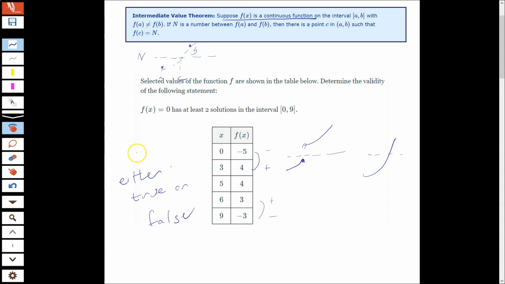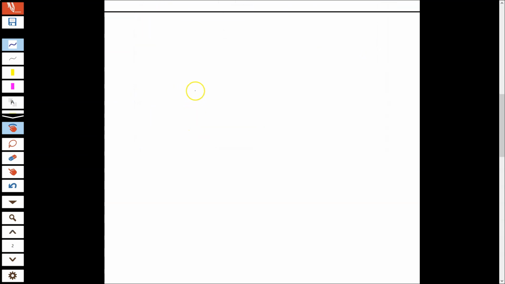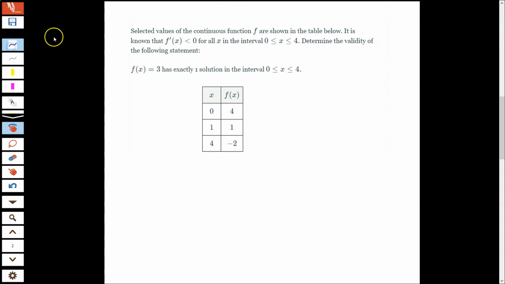Let's look at one where the intermediate value theorem does apply. Okay, here we go. As we read this one, that word continuous, okay? So that means that the intermediate value theorem does apply. Remember, that's called the hypothesis of the intermediate value theorem, that the function is continuous. That is true, so we're going to use it. And then we don't really need to know about the derivative. This says that the function is decreasing everywhere in the interval. Doesn't really matter though. F of x equals 3 has exactly one solution on the interval from 0 to 4.